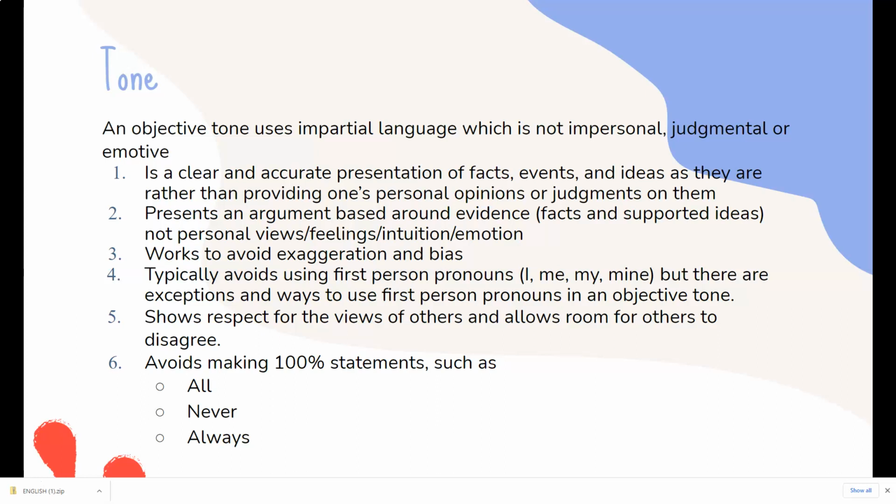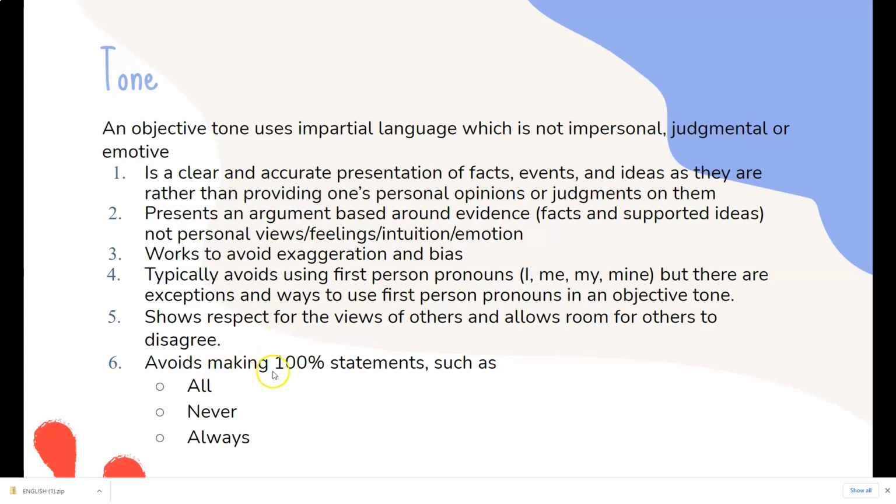You want to present an argument based around evidence, which includes facts and supported ideas, and not personal views, feelings, intuition, or emotions. You want to work to avoid exaggeration and bias, and typically avoid using first person. I mentioned that earlier. I, me, my, and mine, except if the assignment specifically requires you to do so. And you want to show respect for the views of others and allow room for others to disagree.